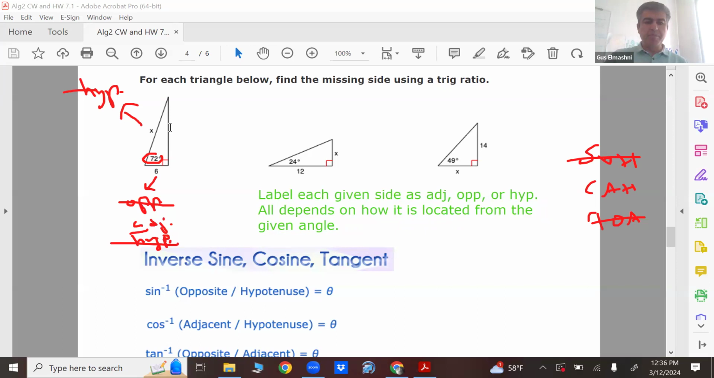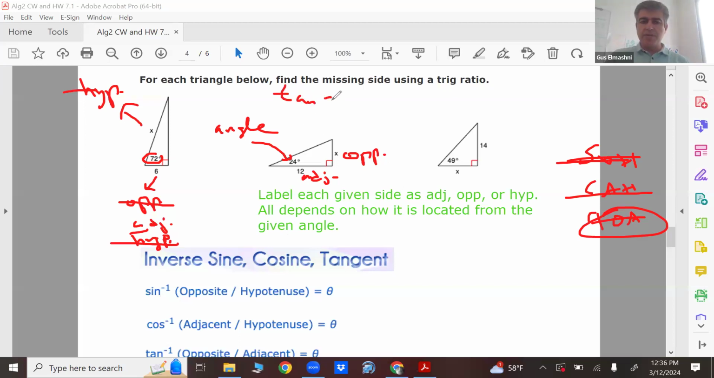Next one. 24 degrees. That's my angle, right? X is clearly opposite. 12 is clearly what? Of these options, it has to be TOA. So tangent at 24 degrees.